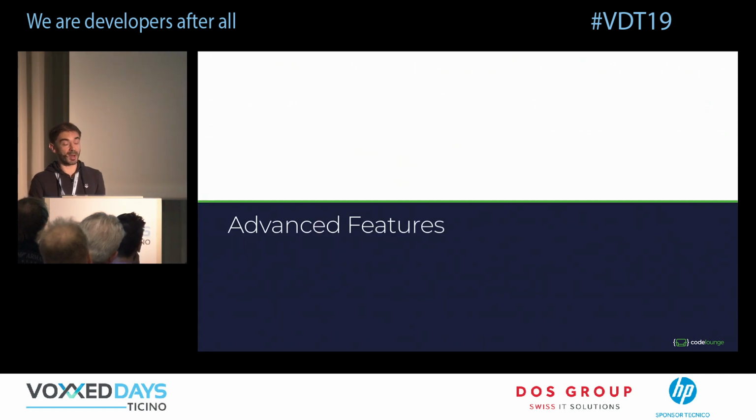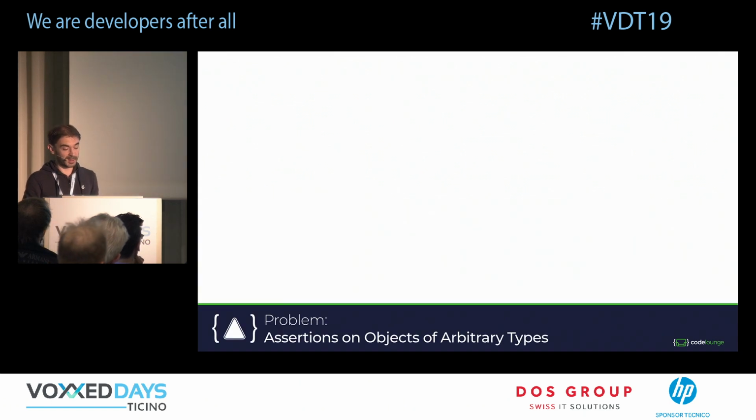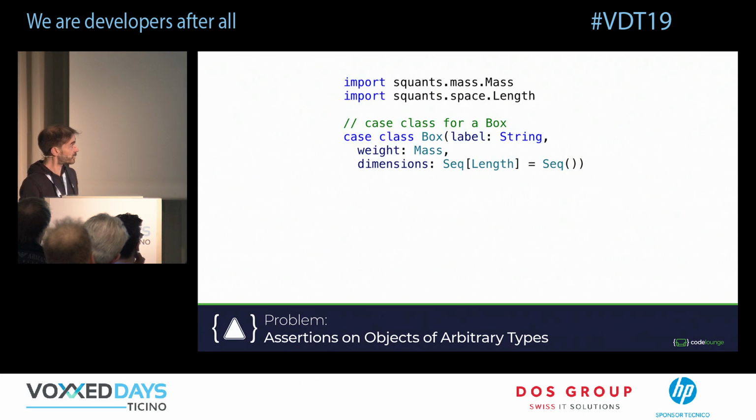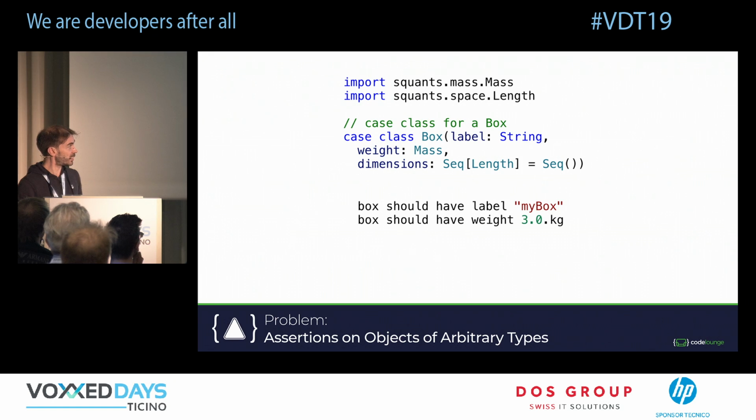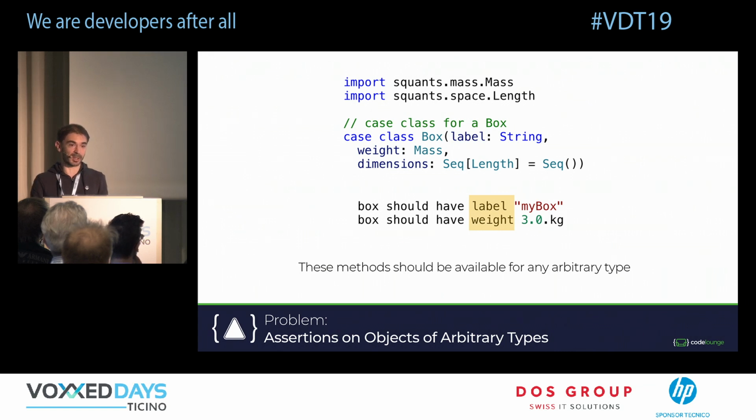I want to show you one particular advanced feature that allows you to solve a problem that you always have with these frameworks. I used primitive types, but the problem is most of the time you need to have assertions on objects of arbitrary types. And in fact, that's what you would like. Like you have a box which has a weight and a mass, some dimensions, and you want to have some mechanism to talk about labels and weights. So to talk about something which is arbitrary, right?